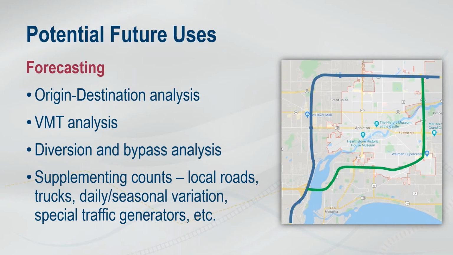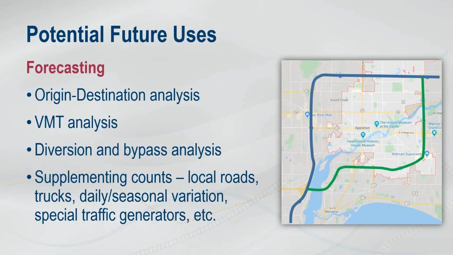So if we get questions about origins and destinations of traffic now, we typically rely on our travel demand models to help answer those questions. In some cases, the zone structure is too coarse or the input data is not as detailed as we need to answer the specific question.